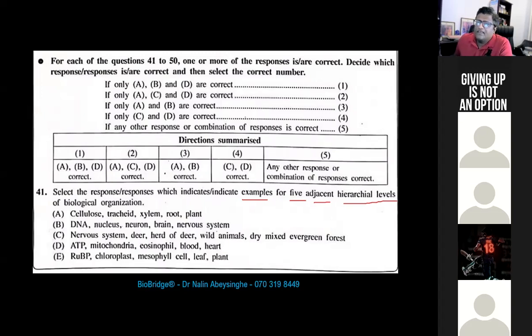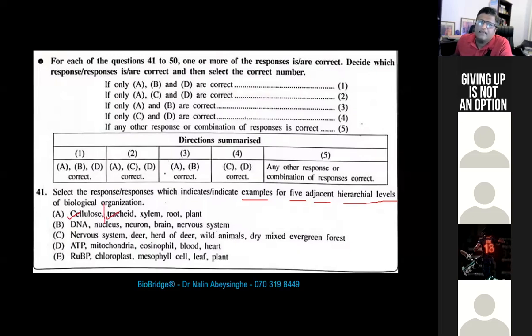Trachea is a cell you find in the xylem system. It's a cell. In other words, it's a cell. So you get a molecule and you get a cell.